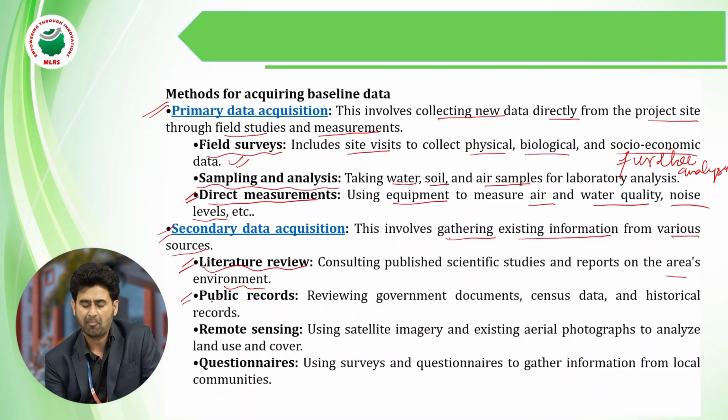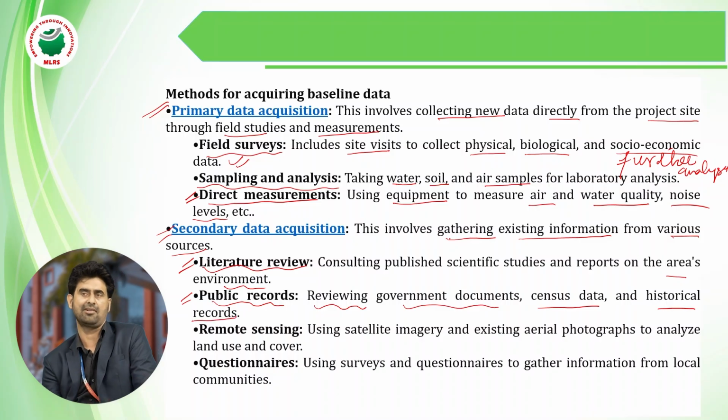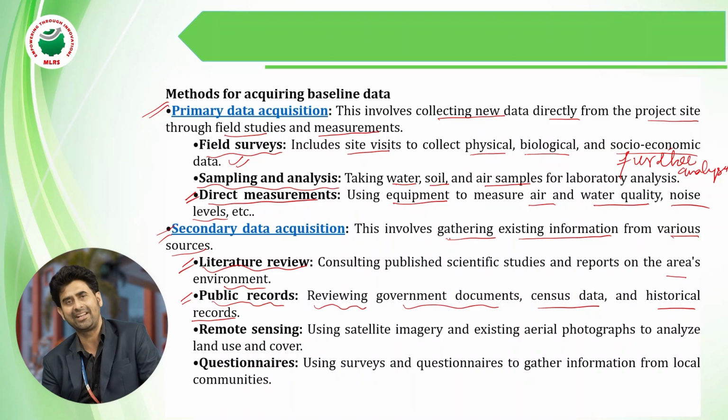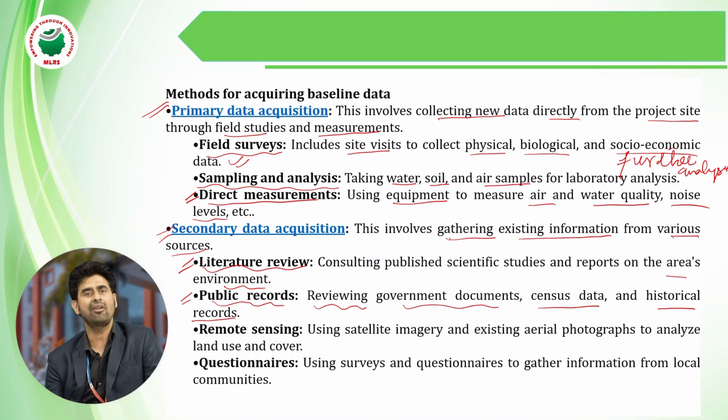The second one is public record. That is, we will review the government documents, census data and historical records. Public records means we have to review the data from the government and we will have to review the data that we have generated through census. We can take the record, that is, historical records, in order to know about these areas and the environment. One more is remote sensing.